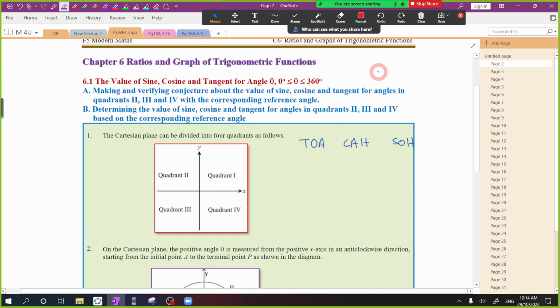In Form 3, the angle involved is just from 0 degree until 90 degree. So in this chapter, we are going to go further. The angle involved will be from 0 degree until 360 degree. So just now I told you that tangent theta is equal to opposite side divided by adjacent side. Cosine theta is equal to adjacent side divided by hypotenuse and so on. But some students are not very sure how to determine which one is the adjacent side, which one is the opposite side. Okay. Let me draw a right angle triangle for you first.